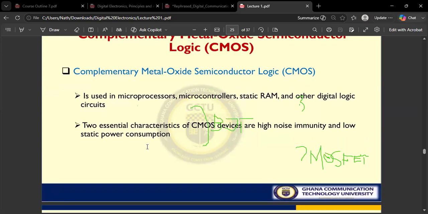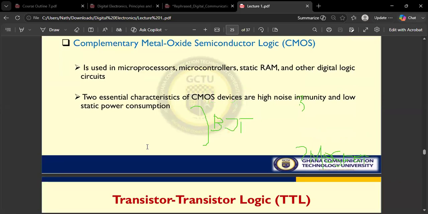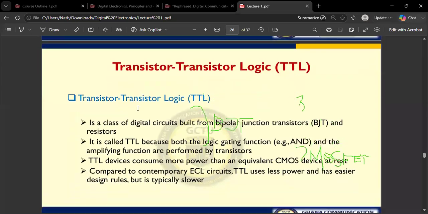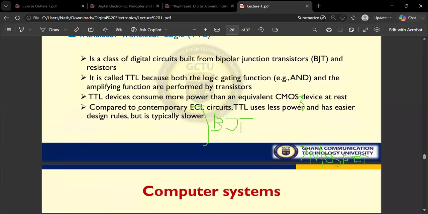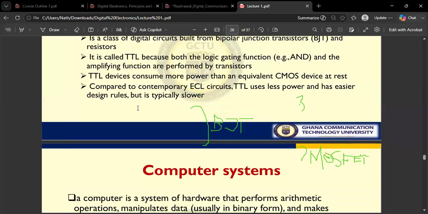And then we have some essential characteristics, which are high noise immunity and low power consumption, right? I've explained this one already. It's just a repetition. Then we'll come to the computer systems.